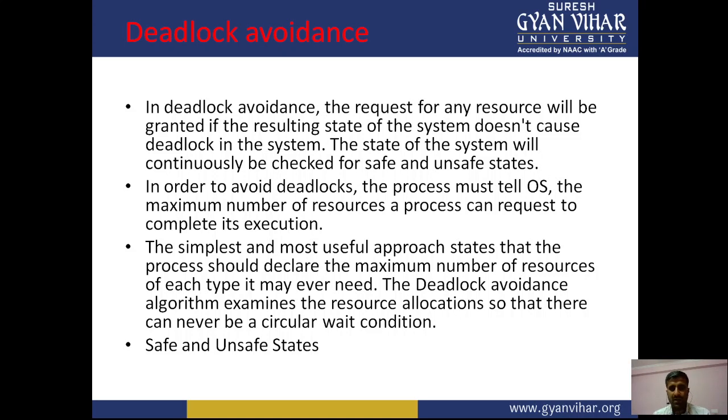So, deadlock avoidance. We have already discussed prevention. Now let's see how we can avoid such kinds of deadlock. In deadlock avoidance, the request for any resource will be granted if the resulting state of the system could not cause deadlock in the system. The state of the system will continuously be checked for safe and unsafe states.